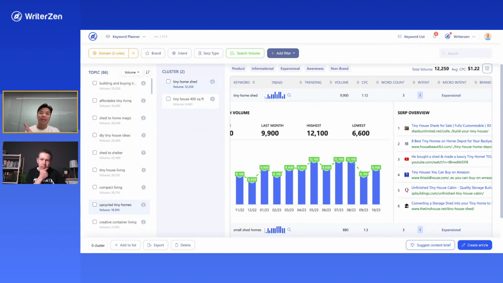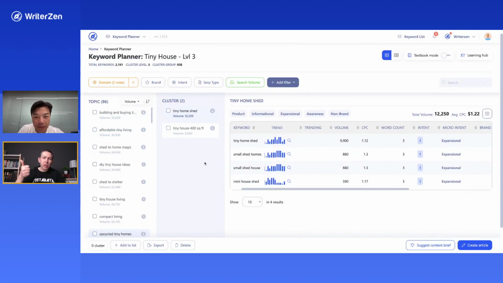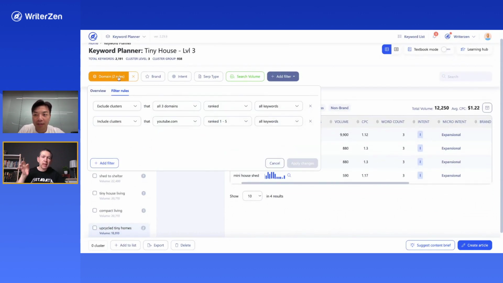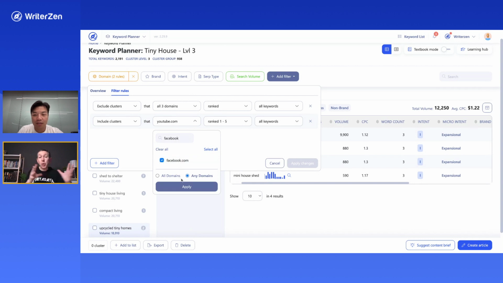And then you see, you exclude all the clusters that those three top big dogs are ranking for, and then you include all the clusters that, wow, these are the rest. What are those that YouTube are actually ranking for? Suddenly you got a huge market itself. And you can do the same for Pinterest and Facebook. You're looking for forums and social media sites that are ranking for all the stuff that the big guys are not ranking for. That's sheer gold. Yeah, sheer gold. I'm doing it now.